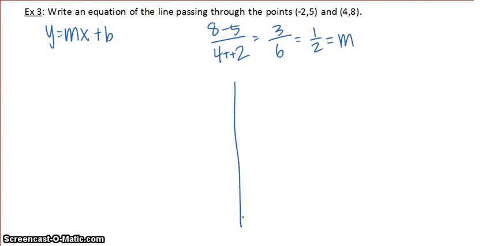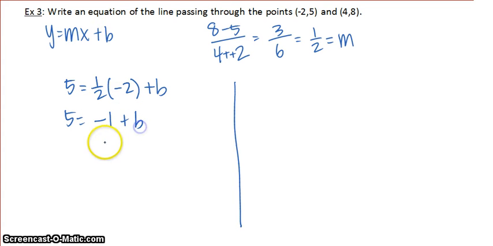So 5 is my y, 5 equals, my m is 1/2, times x, which is a negative 2, plus b. Well, 5 equals, well, 1/2 times a negative 2 is really a negative 1, plus b, so then I'm going to add 1 to both sides, so 6 equals b, so my b is 6.